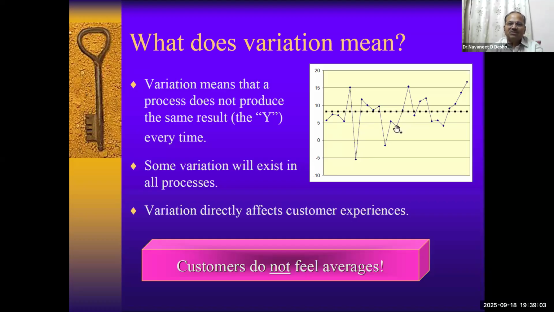So on a daily basis, on some days which are good days, you find good services or good products as far as standards are concerned. Then again, on some days, it will be depleting. So it's an ongoing process. We just have to watch for it. Some variation will always exist in the process. Variation directly affects the customer experience.